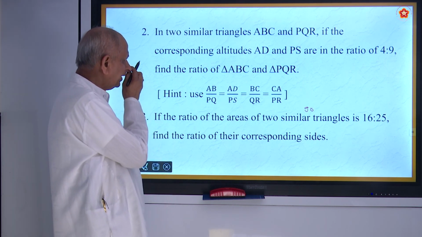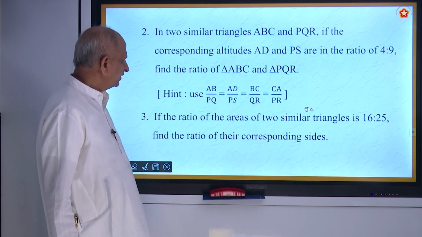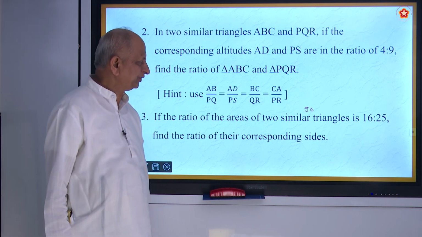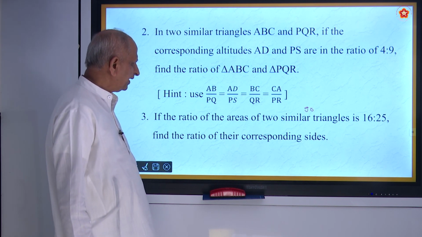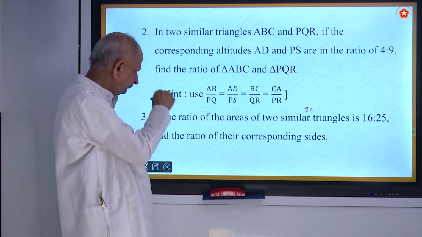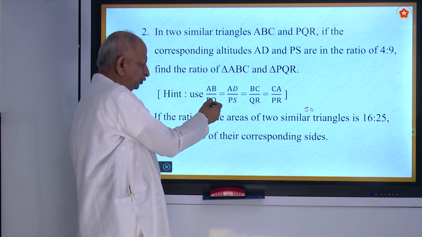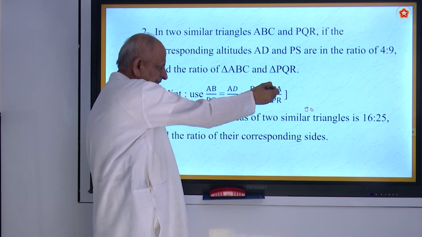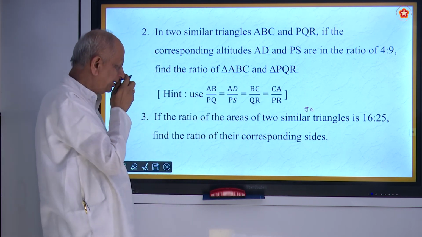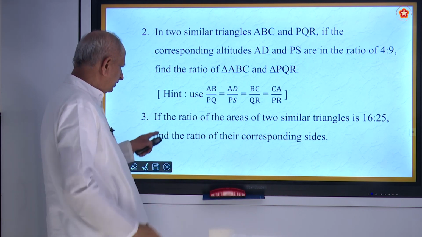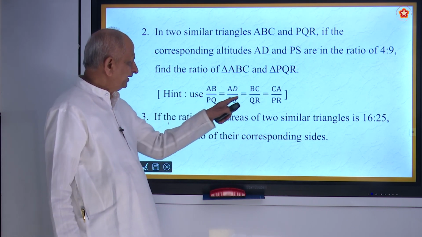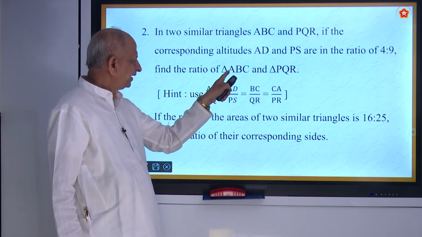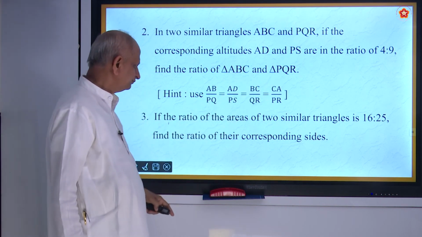Second question. In two similar triangles ABC and PQR, the corresponding altitudes AD and PS are in the ratio of 4:9. Find the ratio of the areas of triangle ABC and PQR. You are given AB by PQ sides, AD by PS altitudes, BC by QR sides, CA by PR, the corresponding sides. So, using this property, you have to find the ratio of triangle ABC and PQR.